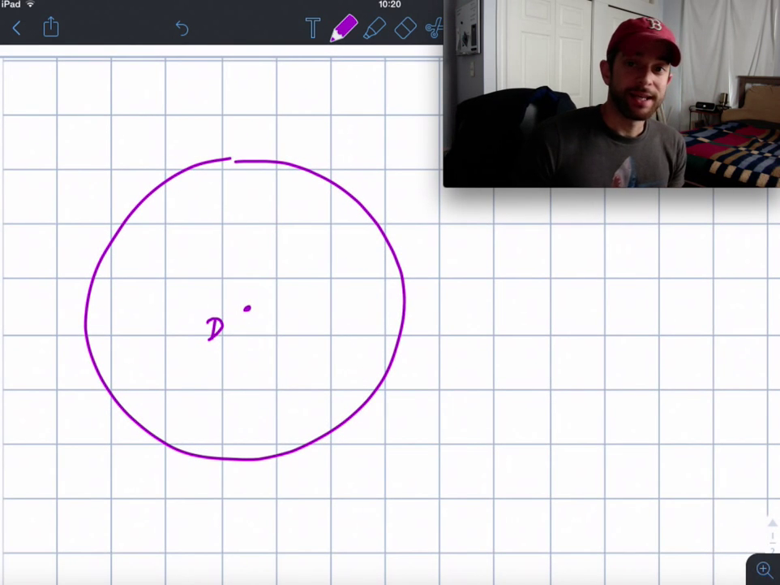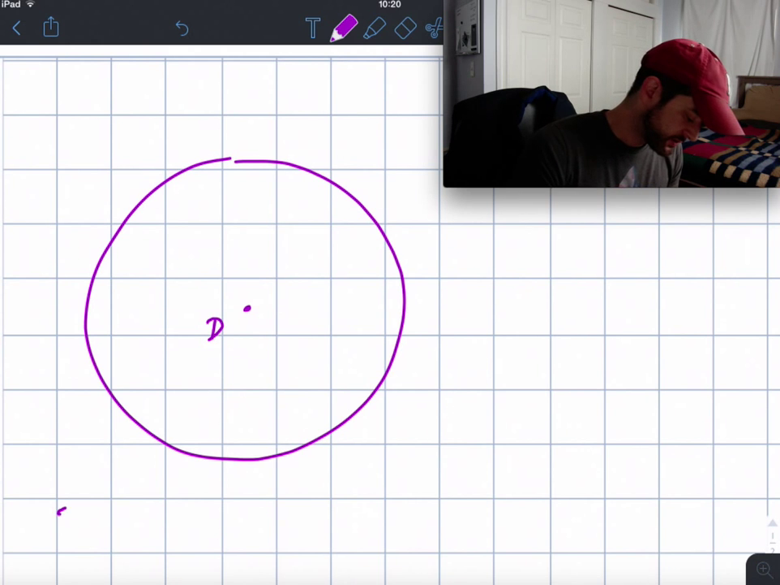Now, a tangent line is a line that hits a circle in only one point. So for example, here I have circle D.